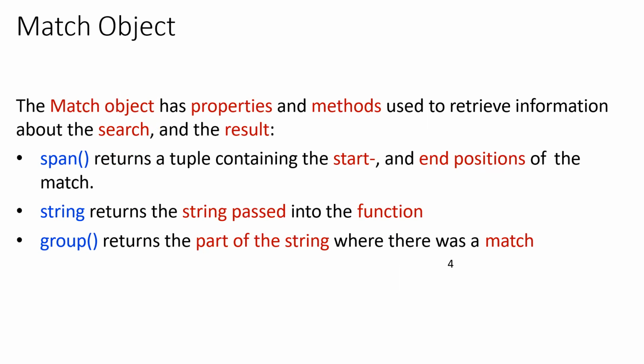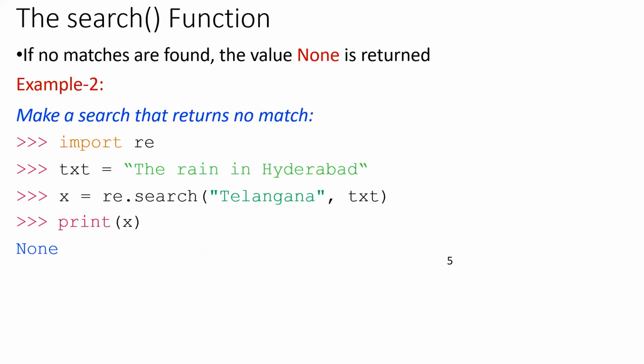So we will see this search function. Whenever you use the search function, we have to import re. When you give the text here, "The rain in Hyderabad," and you call x = re.search and give some pattern here, it will go and search for Telangana in this text. If it doesn't match, it gives you the output as None.